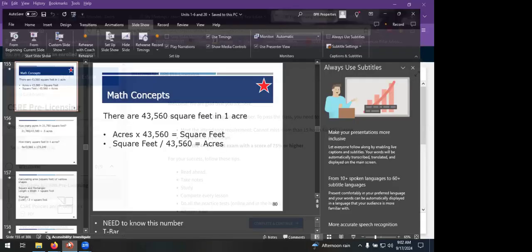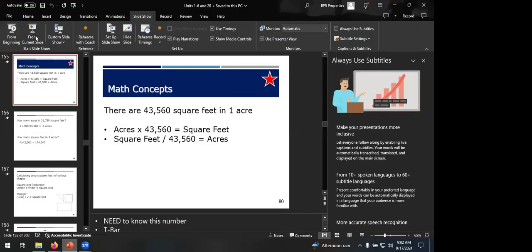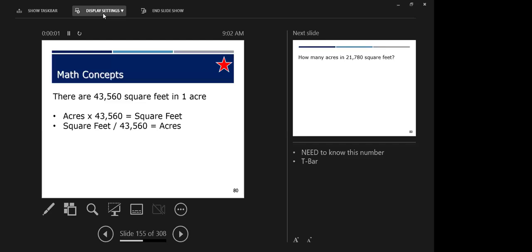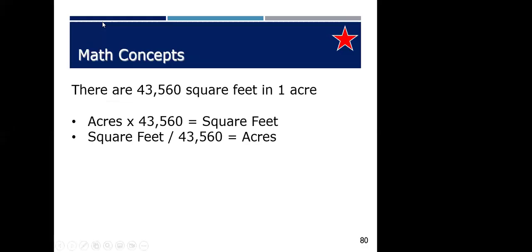All right. So let me share my screen. And we are in Unit 4. And specifically, we need to go back and pick up the math. So we've talked about Unit 4, but now we just need to go back and pick up the math. So first off, if you guys can give me some thumbs up, so you see a screen that says math concepts, there are 43,560. Is that what you guys see? Awesome. Something somewhere is working right.